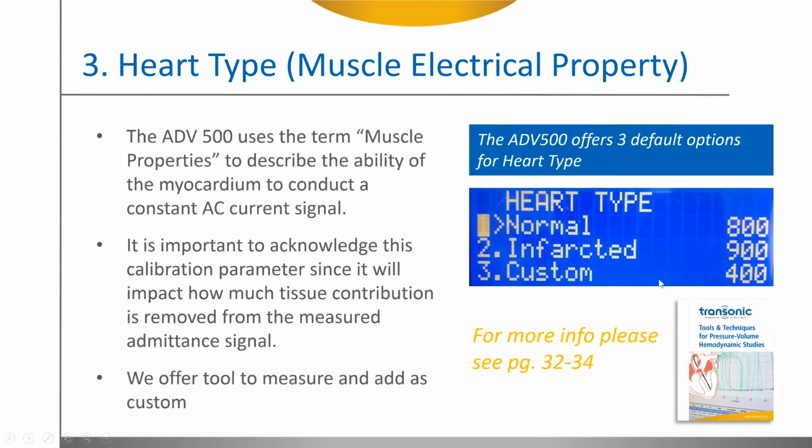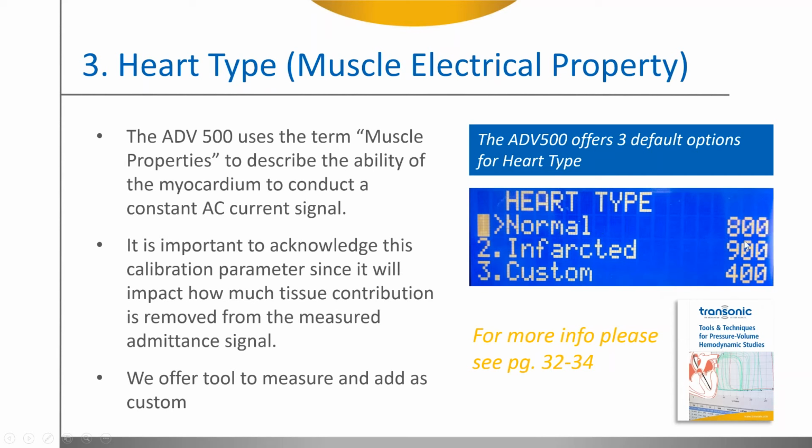Heart type is another calibration parameter. The ADV 500, or the control unit as I call it, uses the term muscle properties to describe the ability of myocardium to conduct constant AC current signal. It is important to acknowledge this calibration parameter since it will impact how much tissue contribution is removed from the measured admittance signal. When we measured these values with you at your labs, we based this chart on your values.